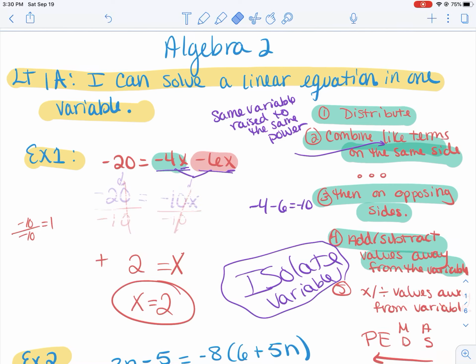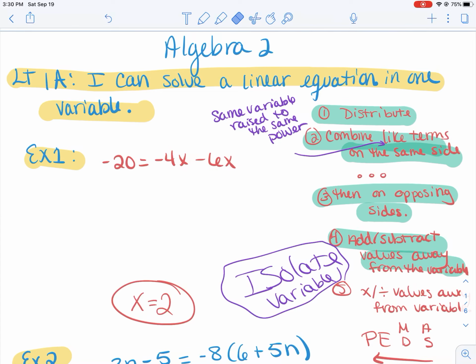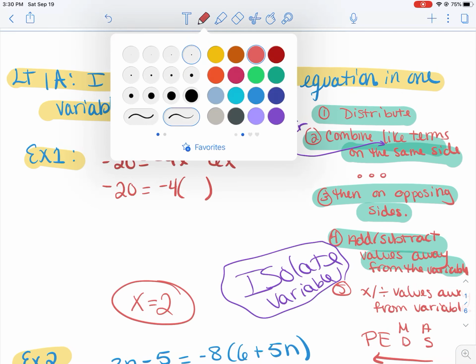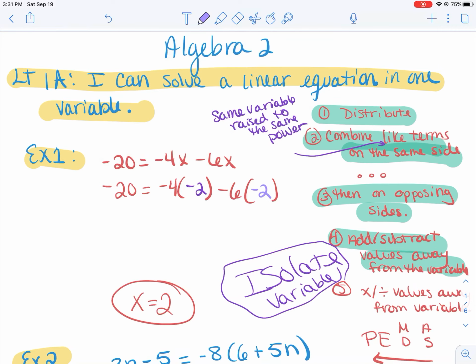And this is a really, really good strategy to use, especially when you're test taking, because that means we shouldn't get anything wrong, right? If we can always check and see if we have the right answer. So here we go. If x is equal to 2, then I have negative 20 is equal to negative 4 times negative 2 minus 6 times negative 2, right? Oh, sorry, not negative 2, positive 2. Gotta make sure you substitute the right thing in. So we got x equals positive 2, so that's what I'm substituting in here and in here, okay?